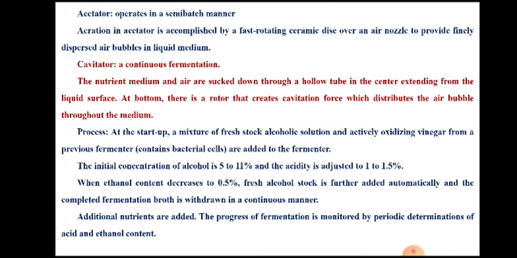So the ethanol content of the medium is checked. If it is decreased, that means it is converted to acetic acid. So if it decreases to 0.5, then a fresh stock of ethanol is added automatically. This is the automatic system, and the completed fermentation broth is withdrawn in a continuous manner. If additional nutrients are required, they can be added. The progress of fermentation is monitored by periodic determinations of acetic acid and ethanol content. This is how the process is monitored.